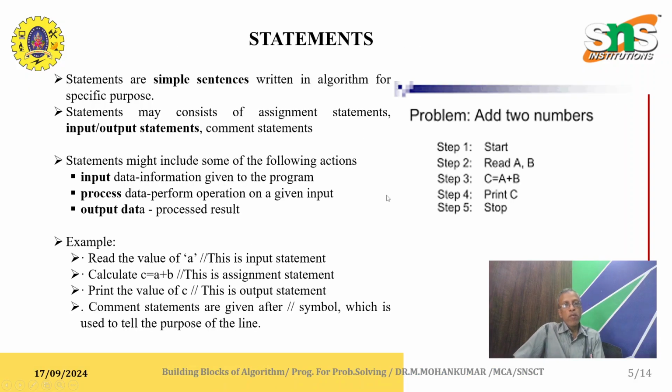Statement. Statements are simple sentences written in an algorithm for a specific purpose. Statements may consist of assignment statement, input and output statement, and comment statement. A statement might include some of the following actions. Input: data or information given to the program. Process: perform operations on the given input. Output: process the result.